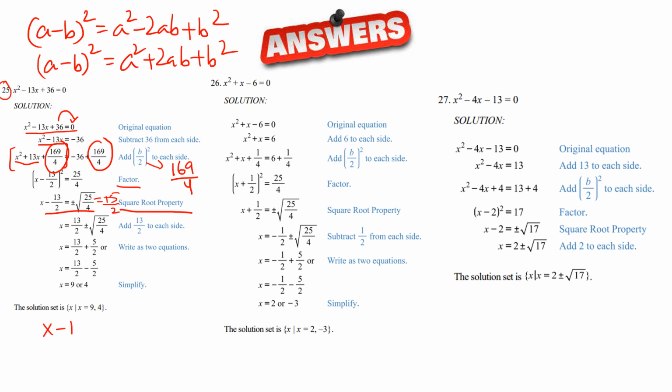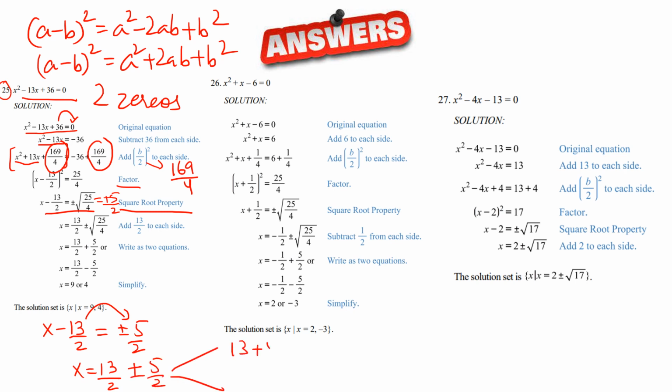So x minus 13 by 2 is equal to plus minus 5 by 2. Now you know this is a quadratic function, so it will have two zeros or two roots. So what is the first root? When I move 13 here, 13 by 2 plus minus 5 by 2. So one root will be 13 plus 5 by 2. Another will be 13 minus 5 by 2.